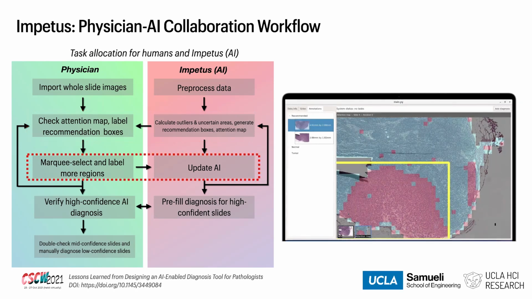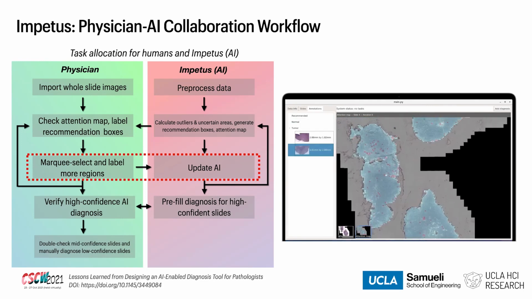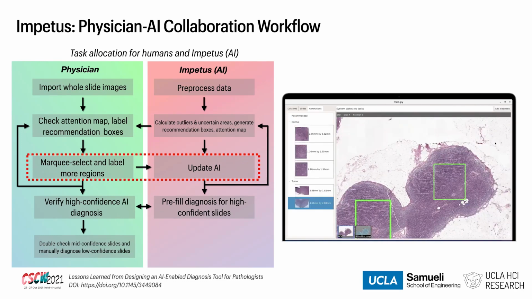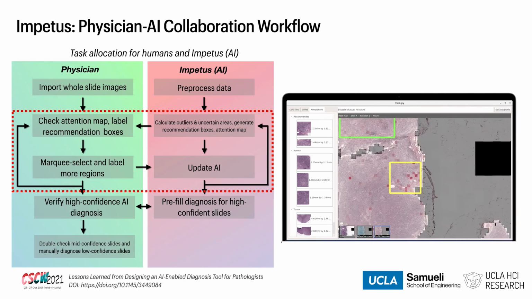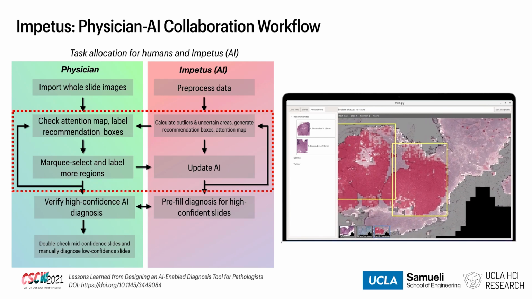Next, the pathologist performs diagnosis by marking each recommendation box as either tumor or normal, and continues to manually select and label a few more regions on the whole slide image. As the pathologist makes such selections, their input is also collected by the AI to align itself with the pathologist's domain knowledge. After the AI is updated, Impetus recalculates and continues to provide new recommendation boxes for the user to label. Impetus also generates a prediction heat map with AI output probability. With the help of the prediction heat map, pathologists can acknowledge the new change brought by the new labels immediately.